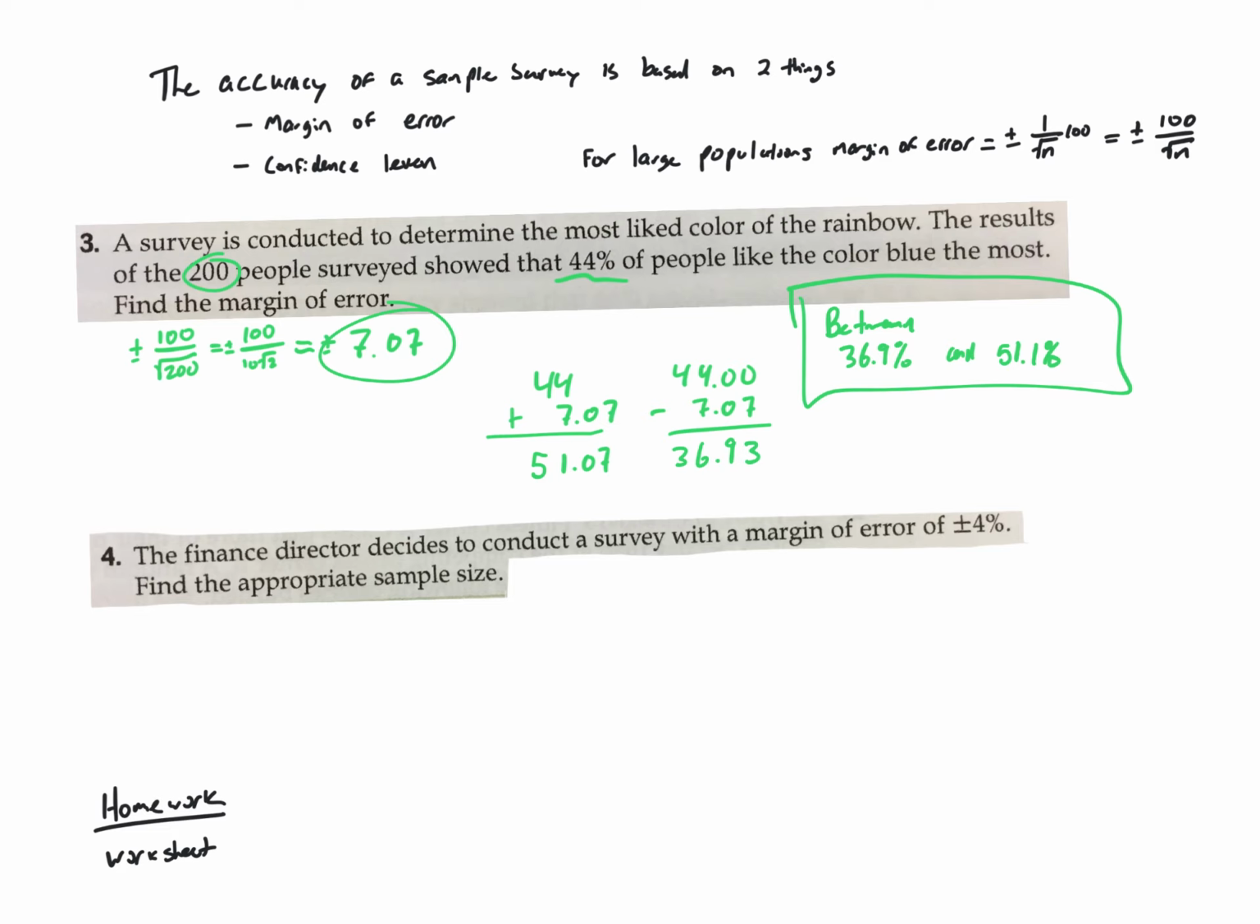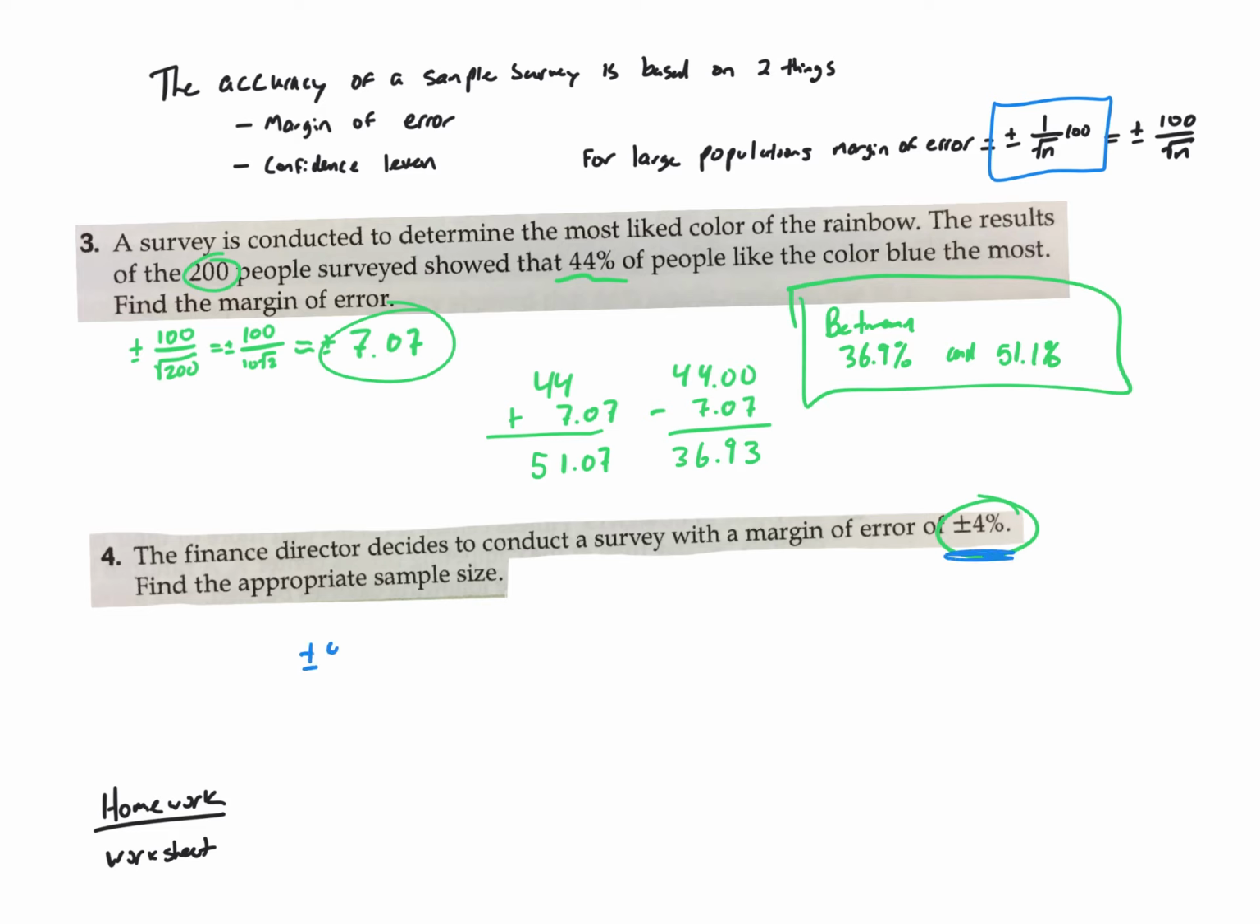A finance director decides to conduct a survey with a margin of error that's plus or minus 4%. Find the appropriate sample size. So he's conducting a survey and he says, I'm okay if I have a 4% margin of error, but I don't want to have anything bigger than that. So how many people should he sample? We're going to still use that same formula that we're using right up here.